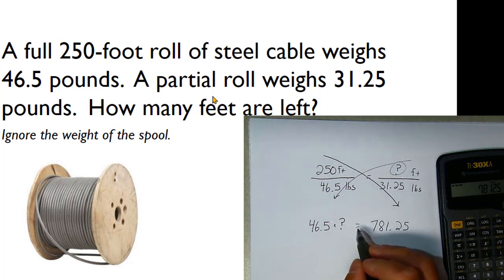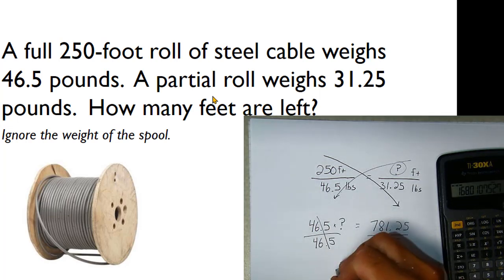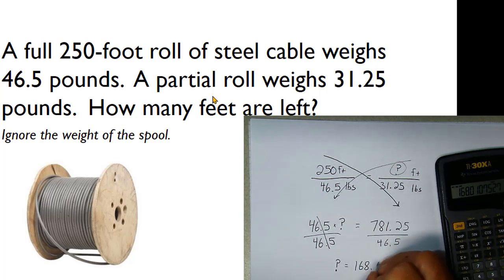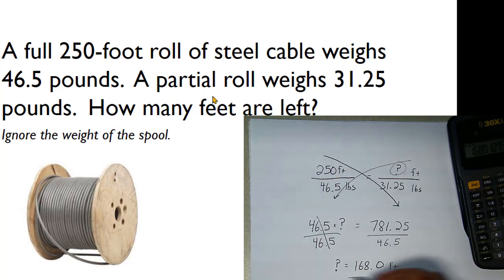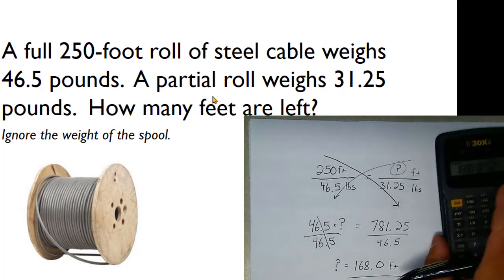Now to figure out what that unknown number is, we'll divide off the 46.5. And our unknown number on the top right turns out to be 168.0. And since it was in feet, the cable on the roll must be about 168 feet.